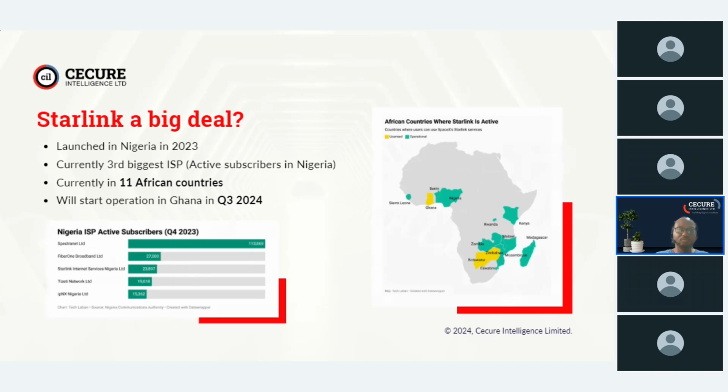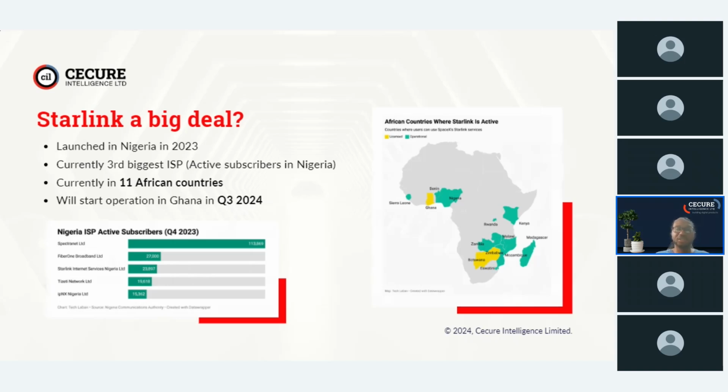So they are currently below Fiber One and SpectraNet, but they've already passed other companies like TeziNet and IPNX in Nigeria. The company is currently live in 11 African countries. That's including Sierra Leone, Benin, Rwanda, Kenya, Zambia, Madagascar, Mozambique, and other countries. They are also licensed in Ghana currently and also Botswana and Zimbabwe.